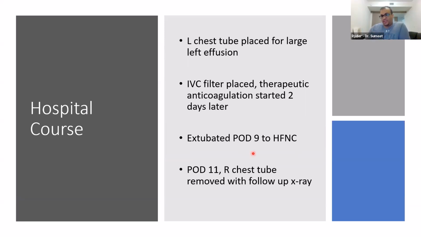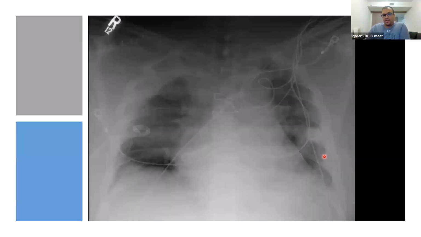On post-op day 9, he was extubated to high flow nasal cannula, and on post-op day 11, a right chest tube was removed. And then we had the following follow-up X-ray. So my question here is, again, what do you think is happening here, and what would be your next step? This is a completely new development on the right chest, by the way.